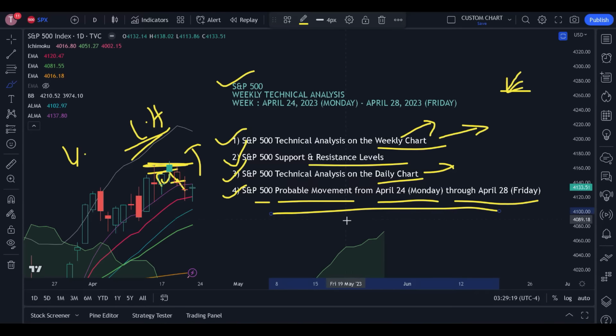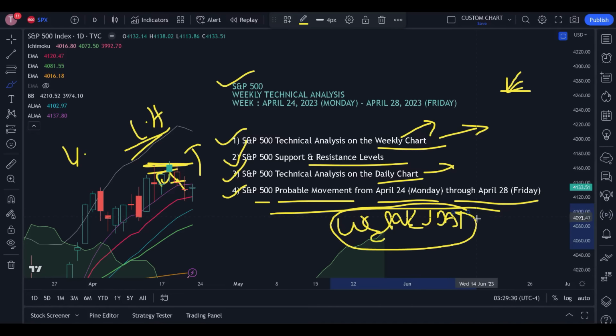And we will also consider Wednesday. Wednesday is going to make a very heavy impact, or the movement in the S&P 500 is expected to come around or on Wednesday itself. So we will discuss why Wednesday is so important.